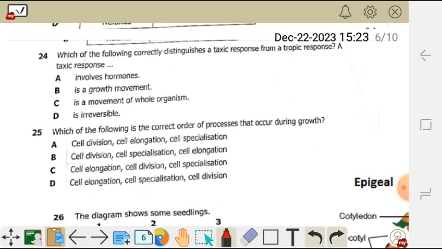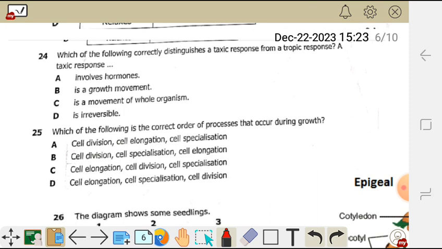So find time to watch that video as well. Tropic is observed in plants where we have growth movement. Only a certain part of that organism moves toward that stimulus. That is tropic. And then taxic, the whole body of that organism moves, like in insects such as cockroaches.